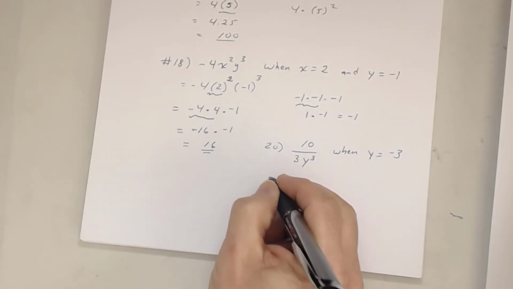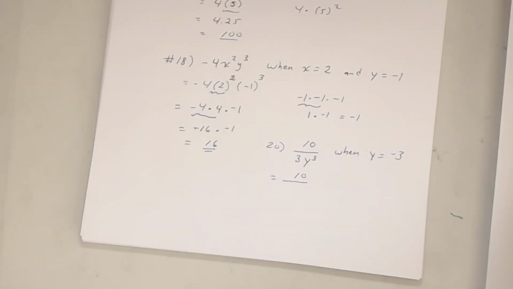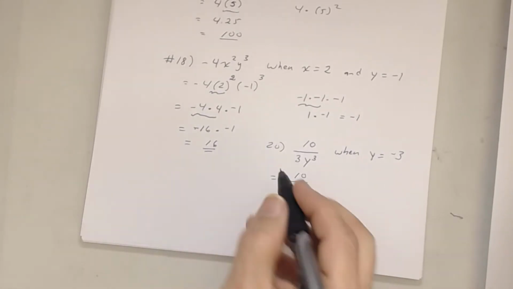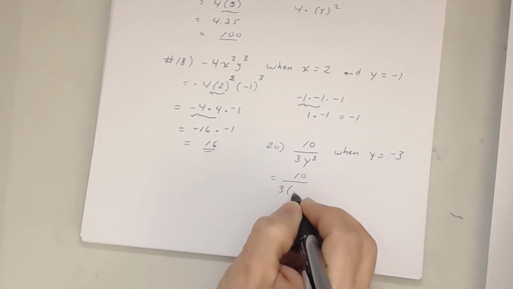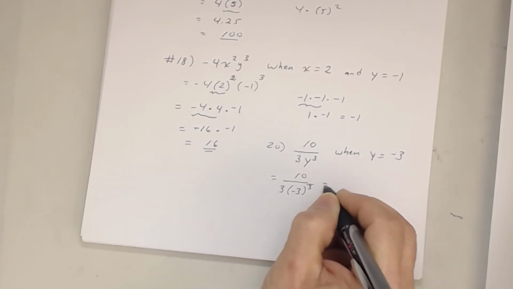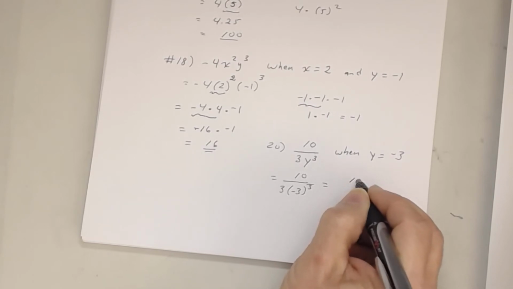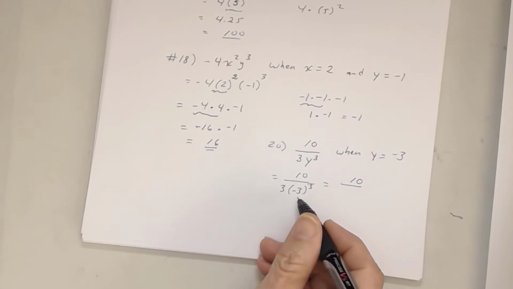Negative 3. So I get the numerator is 10, the denominator. Now 3y cubed, when I say 3y cubed, now Angela has an issue with that. What are you doing to 3 and y cubed? Multiplied. So it's 3 times, in parentheses, a negative 3 cubed, right? Okay. What's the numerator? 10. The denominator, you have multiplication and exponent. What do you do first?